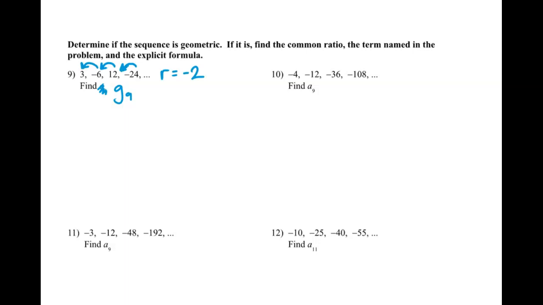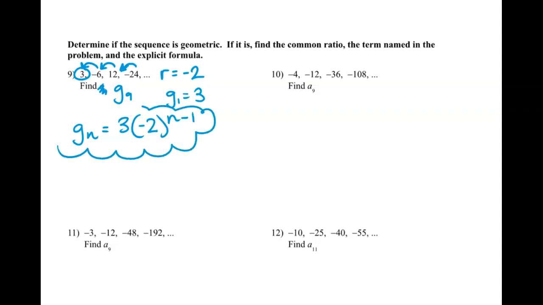Then our explicit formula, g sub n equals, well, our first term, g sub 1, is 3. So we're looking in the list at the first one. So we have 3 times our common ratio, -2, to the n minus 1. And there's no simplifying we can do, unlike with arithmetic sequences.